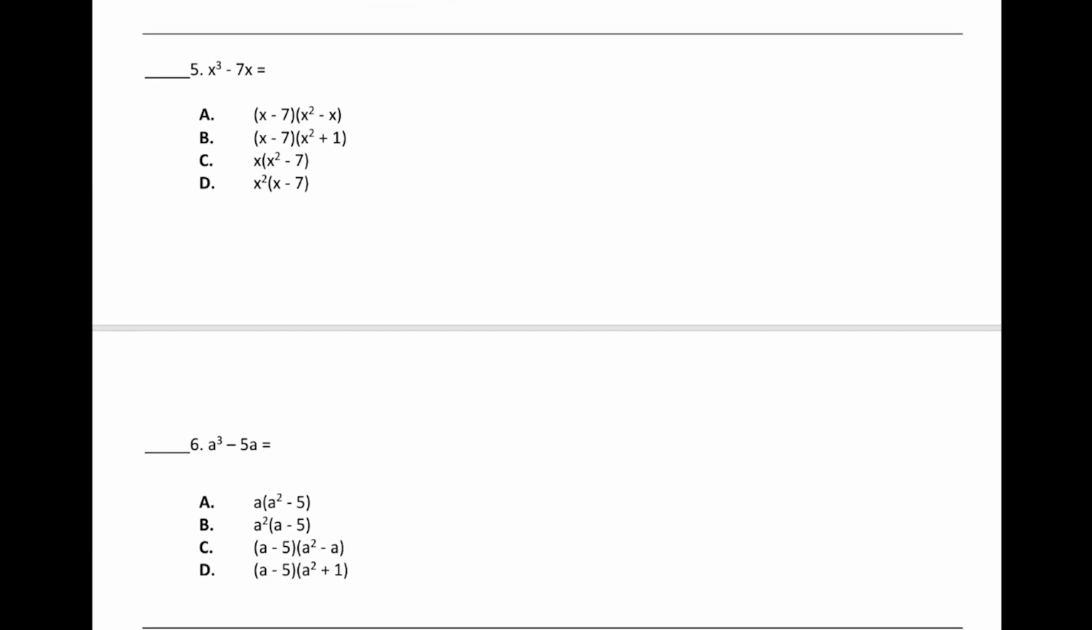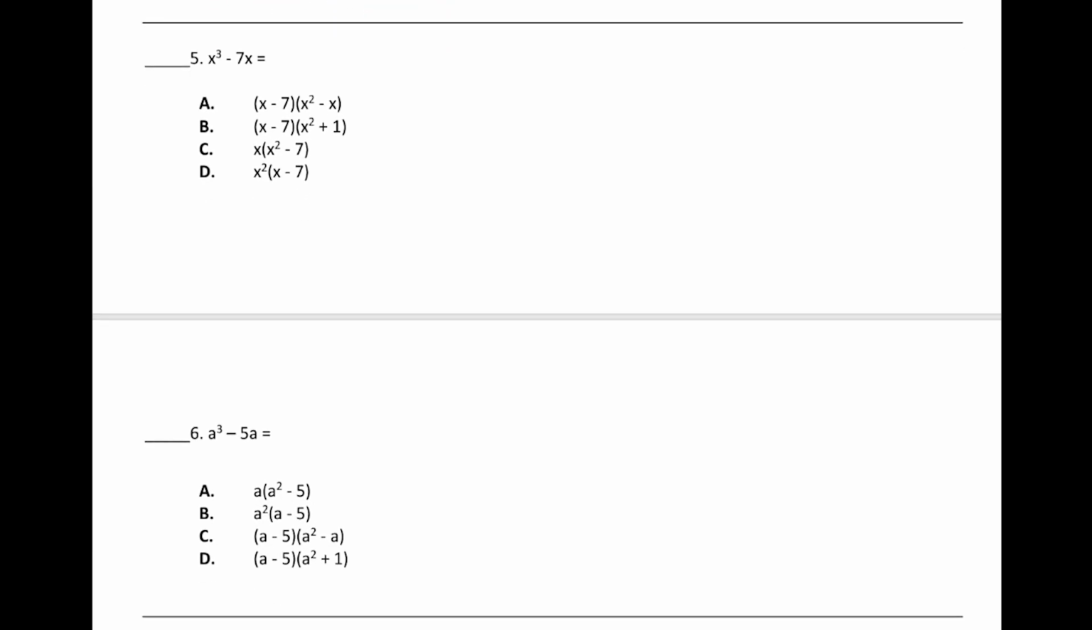Number 5, we've got x cubed minus 7x, and we want to know which one of these is equivalent. Now, this is one where it probably is going to be easier to just factor out the GCF, which is x, and what we can do is divide each one of these terms by x. So x times x squared minus 7 is going to be our answer here. We can see that's answer choice C.